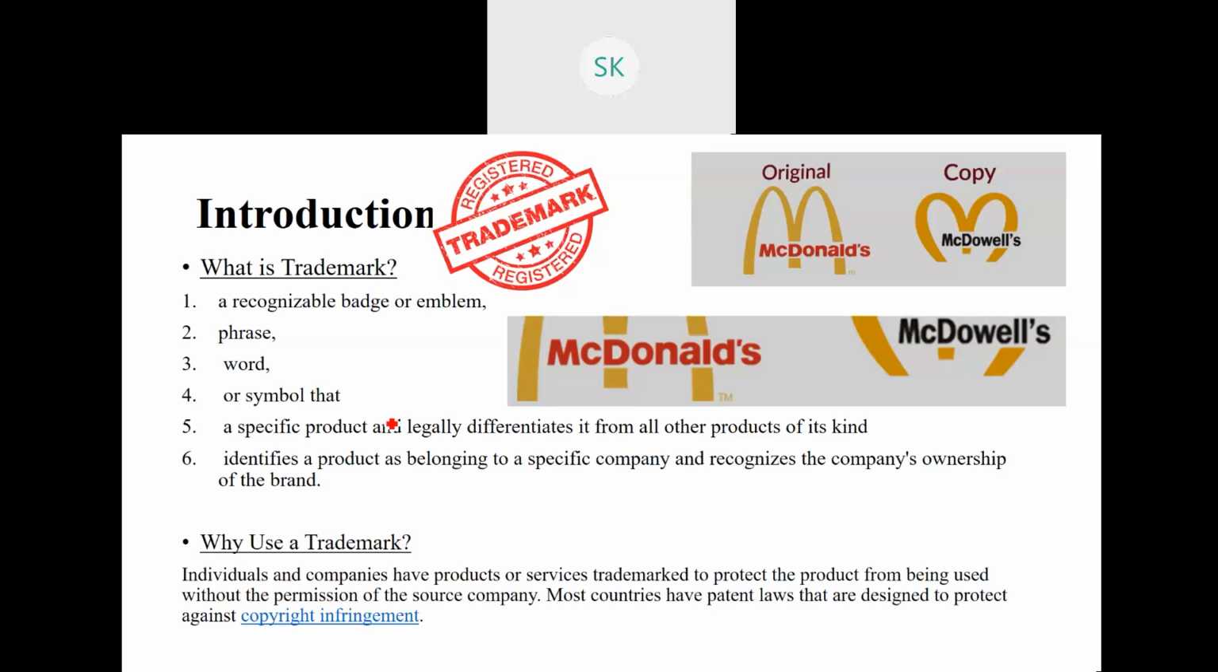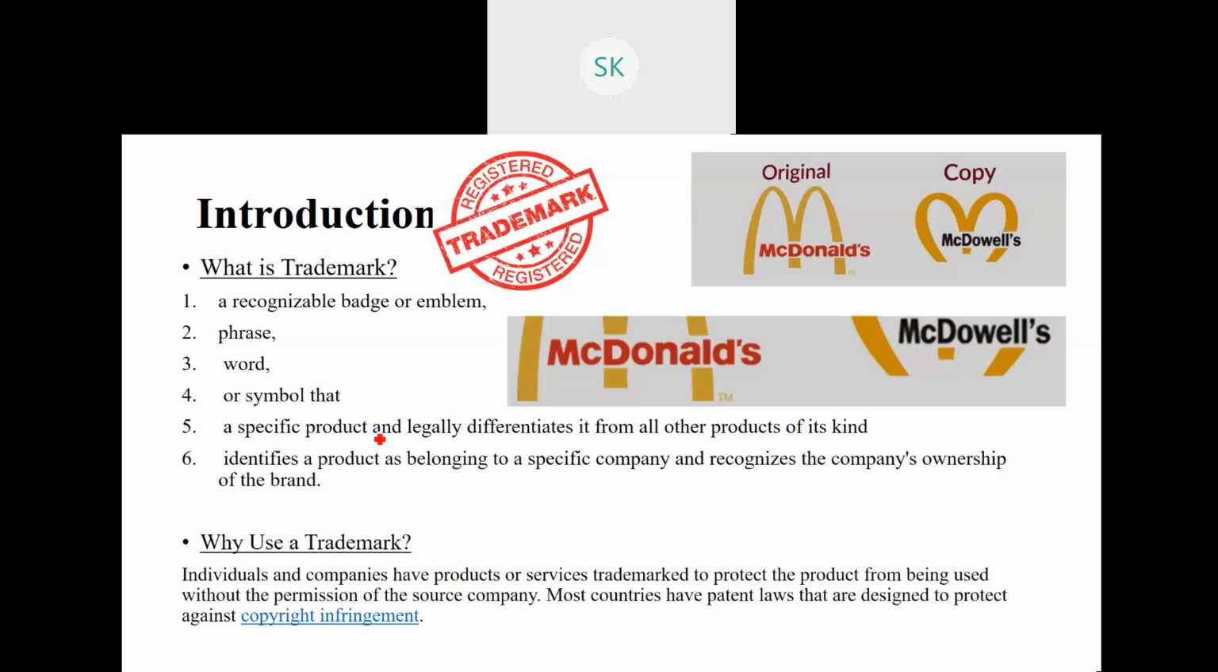So the outlets of McDonald's throughout the world, the company or the owner of that McDonald's outlet will be the same company. So it also gives us the idea of the same company which has that outlet or that product with that specific trademark.